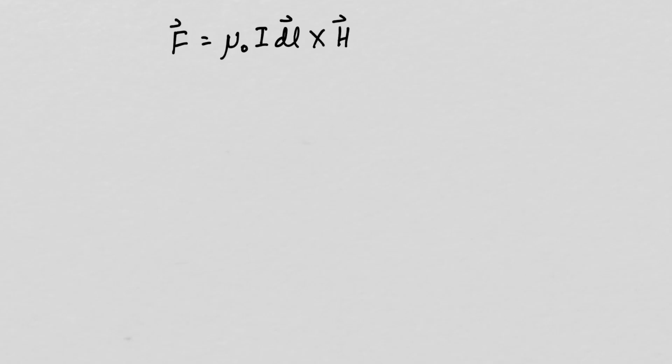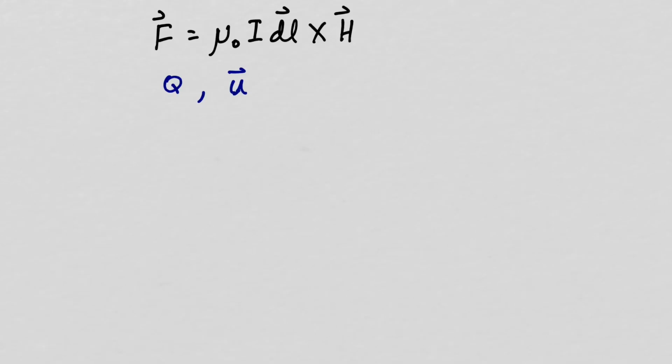Here I've rewritten this force on a current element IdL in a magnetic field H. Ampere had to deduce this equation by looking at the forces between current-carrying wires. Let's look at a charge Q moving with a velocity u.